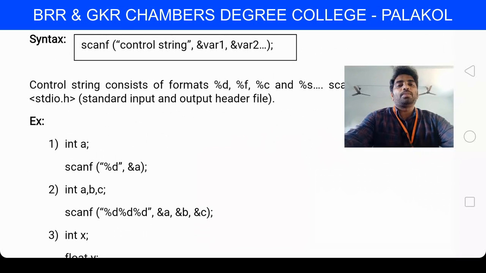scanf("%d"... How many variables? Three variables: a, b, c. The controlling string for a is %d, for b is %d, and for c is %d. Then close the quotation, &a, &b, &c); semicolon.